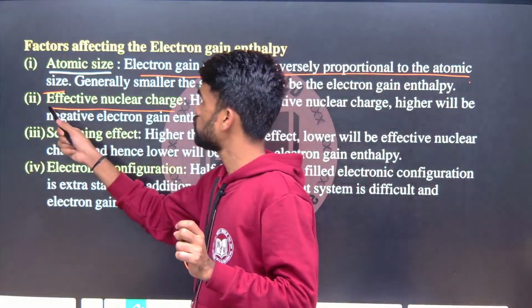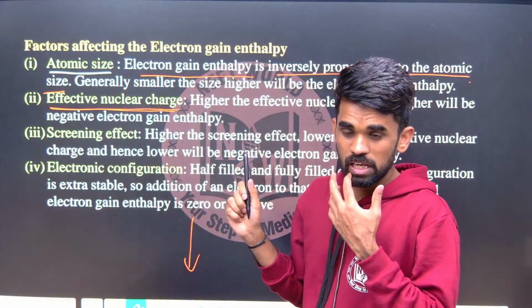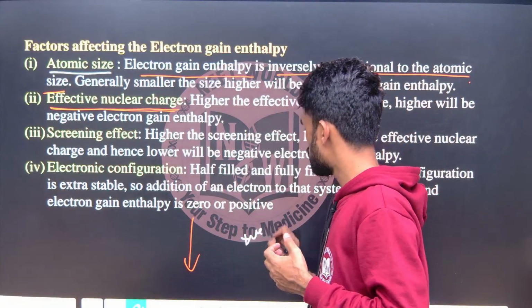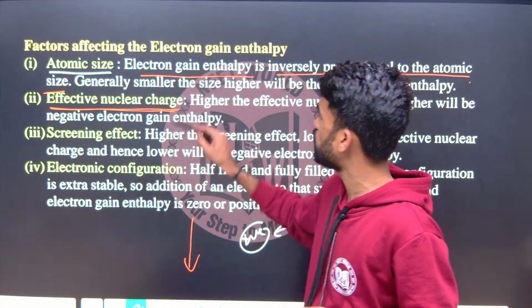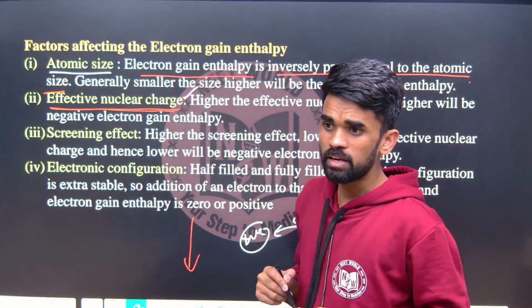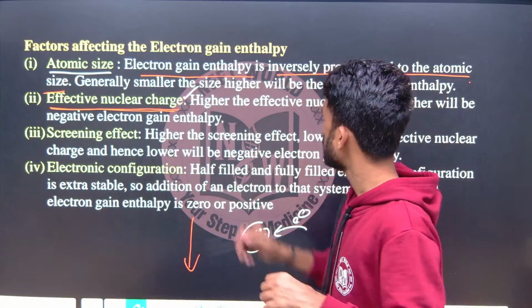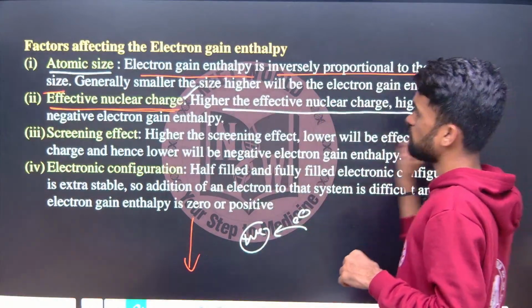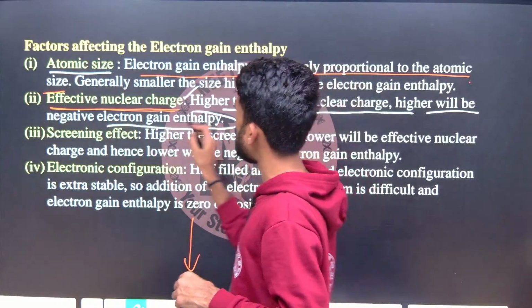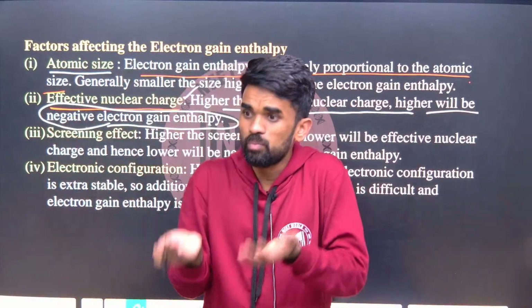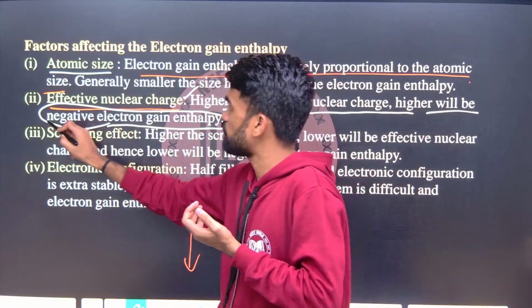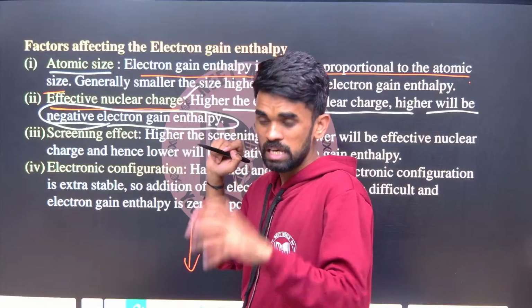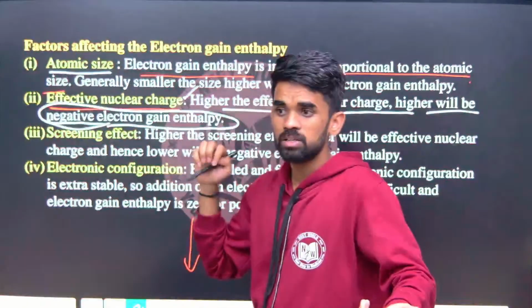Next, effective nuclear charge. More positive charge means the tendency to gain the electron will be more for species with higher nuclear charge. The higher the effective nuclear charge, the higher the negative electron gain enthalpy. What is this negative gain enthalpy? It means more tendency to gain the electron, and more energy is released during that process.